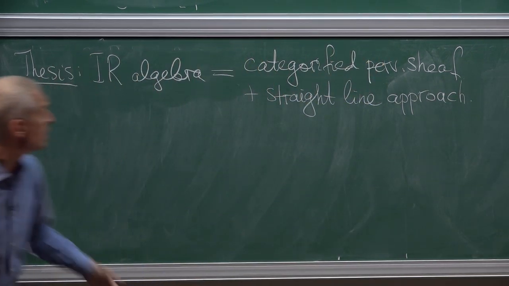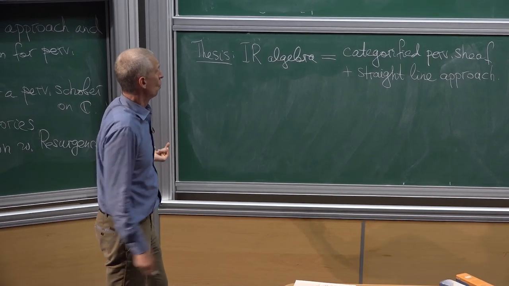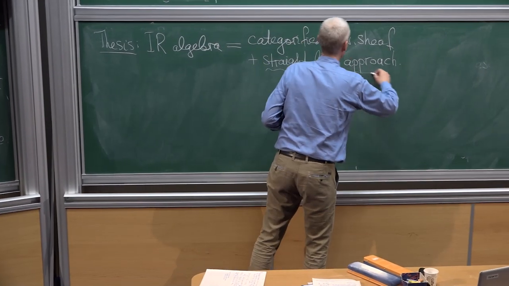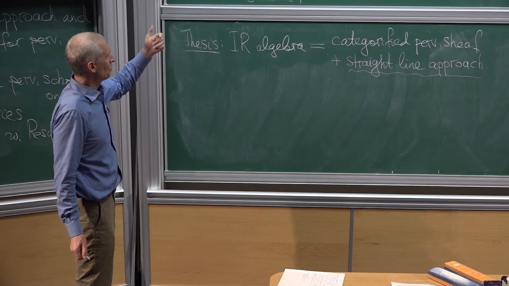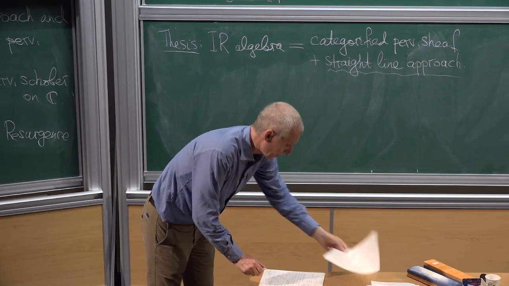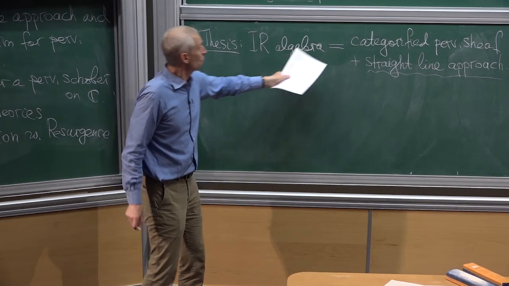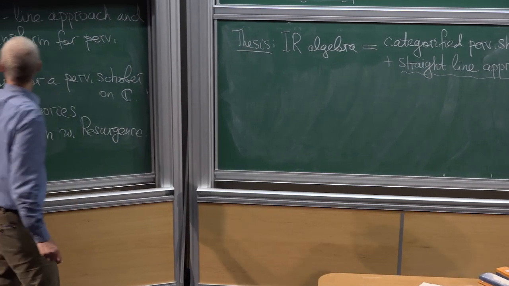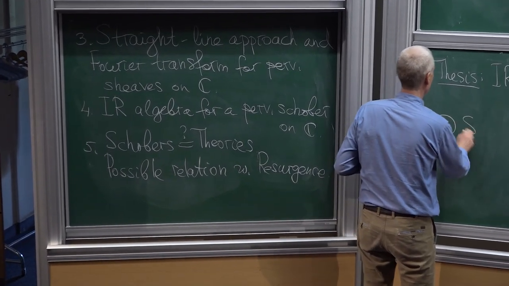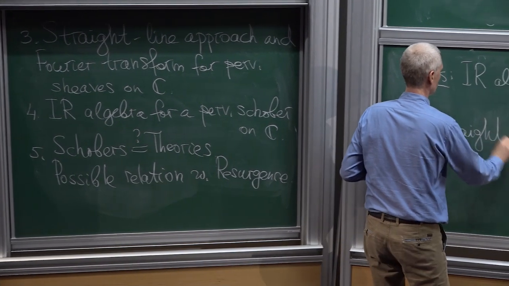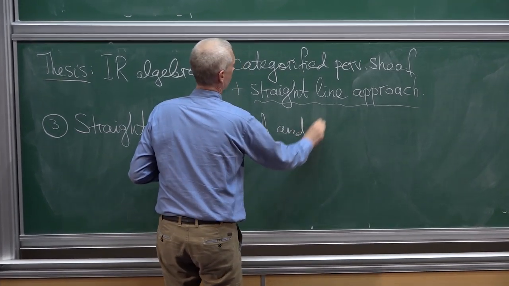But now from the naive point of view, if we have the topological concept of perverse sheaf, one may wonder, what's the reason for fixating on the straight line approach? What do we want to do when this becomes important? Well, the answer, or at least the only answer we could come up with, is that it becomes important only when we want to make a Fourier transform. So my part three would be straight line approach and Fourier transform.